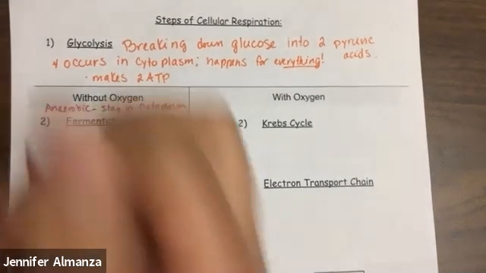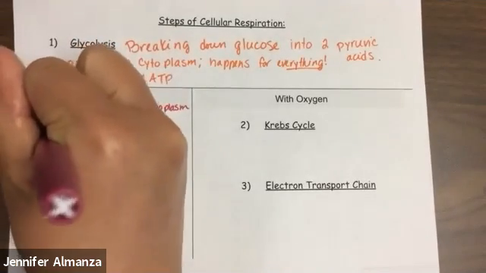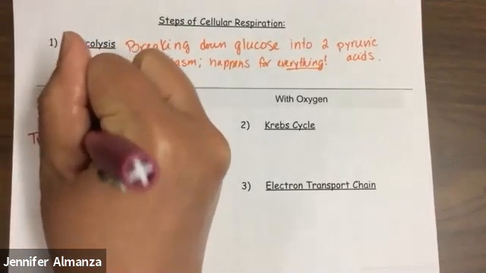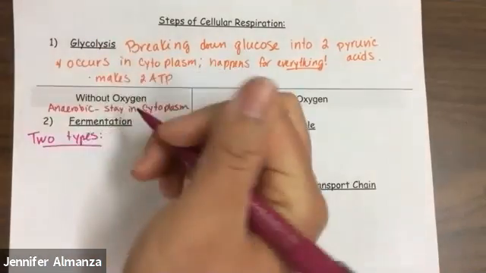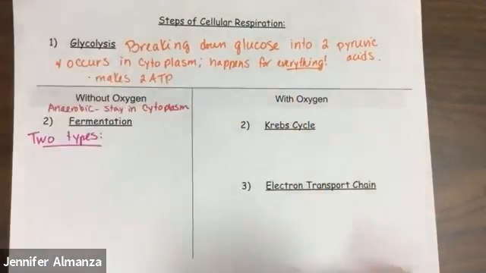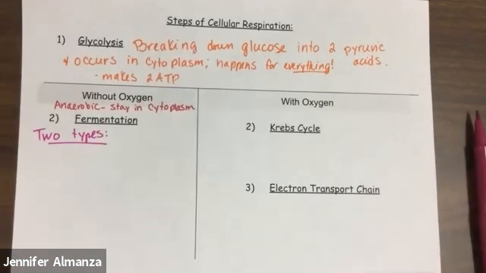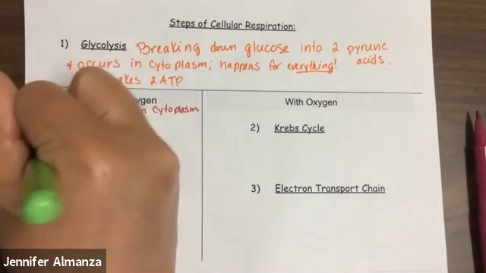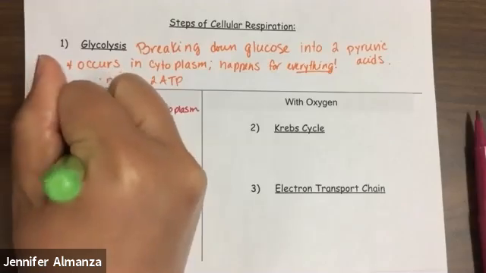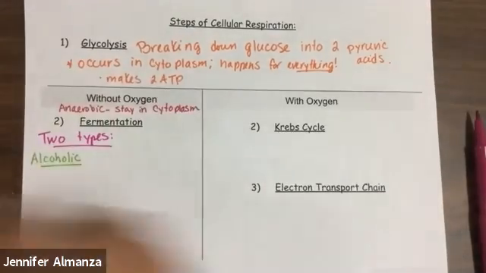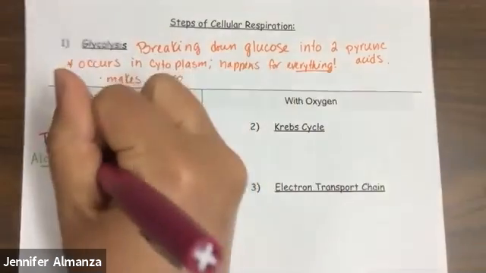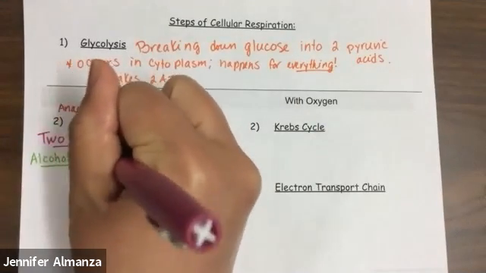For fermentation, I have 2 types. I have one called alcoholic. Use a different pen for that. Okay, so I have alcoholic. And alcoholic is used by bacteria and yeast.